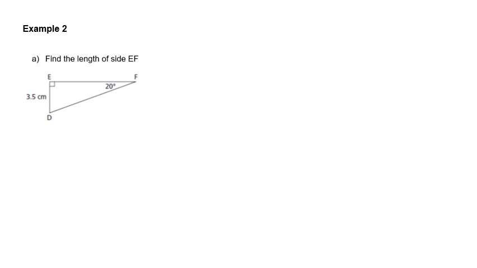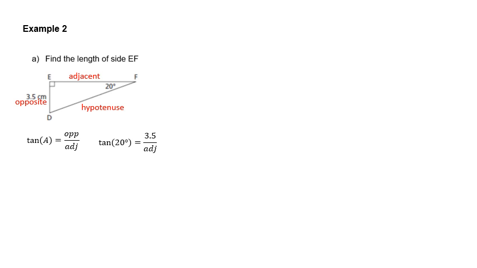So for example, if I give you this triangle and we label our sides, DF is the hypotenuse. The 3.5 side is the opposite, and side EF, the one we're looking for, is the adjacent. So again, we're using tan, and we can fill in what we know. The angle is 20, the opposite side is 3.5, and we're looking for the adjacent side. When you're looking for the adjacent side, it's a little bit more difficult, but it's not impossible.